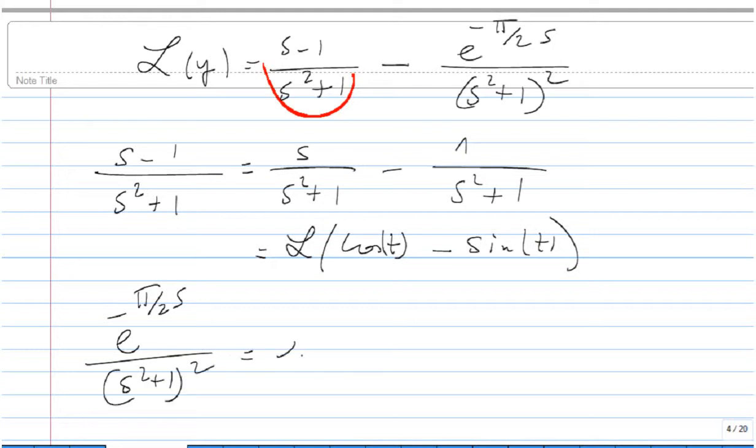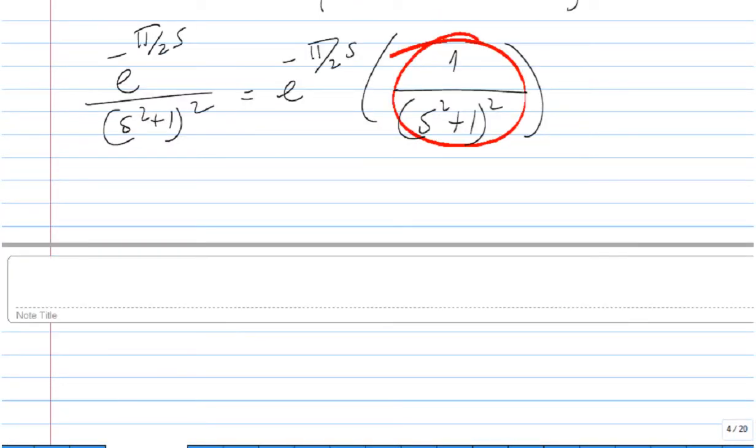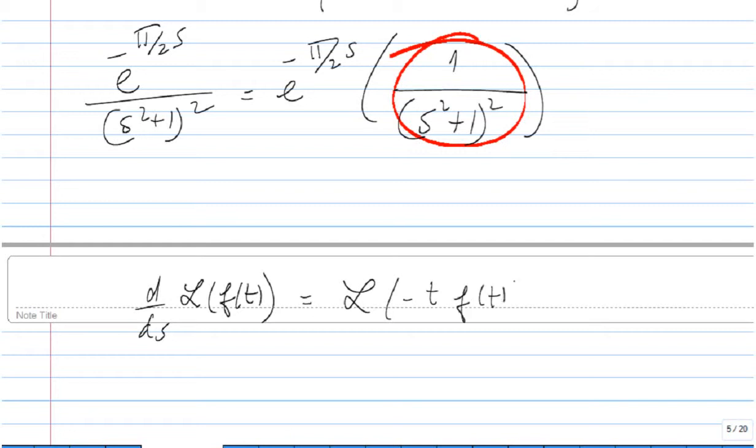And for that, we're going to isolate e to the minus pi s and try to find the inverse Laplace of this term. For that, we're going to use the derivative formula because we have 1 over s squared plus 1 squared. Remember, the formula says that the derivative of the Laplace of f of t is the Laplace of minus t times f of t. You can have the minus in or out on the other side as well.